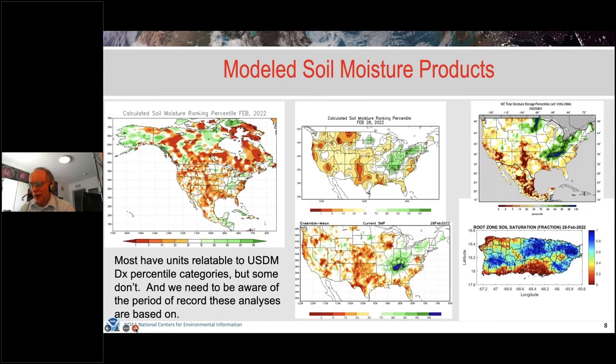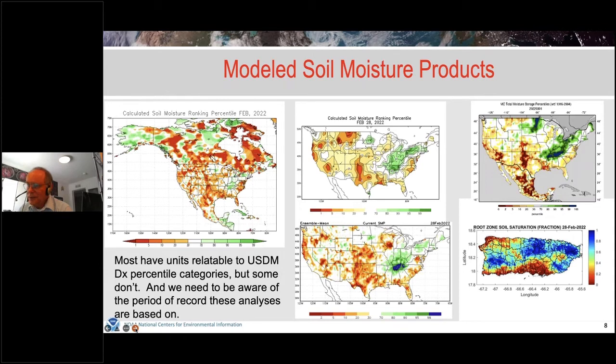Modeled soil moisture products are shown here. I like to look at as many of them as I can. And one thing I like to do is see what are they all saying? Are they all consistent? If they are, then I have a fairly good degree of confidence in what they're depicting. If one shows dryness and the other doesn't, or shows wetness, then I need to keep that in mind and maybe not put as much confidence in that particular region's soil moisture depiction on these particular maps.